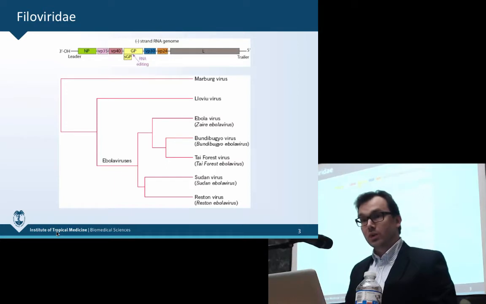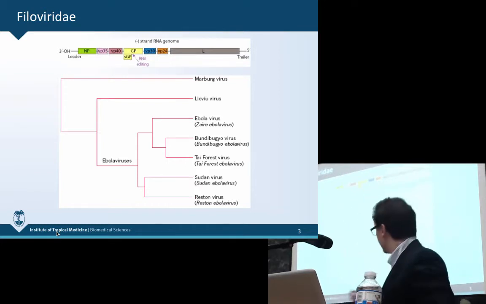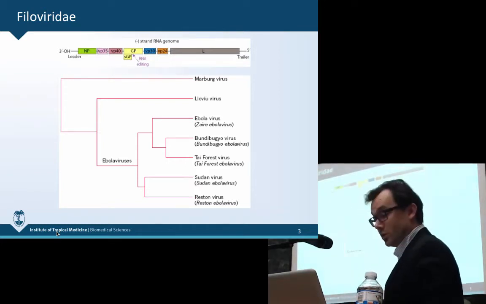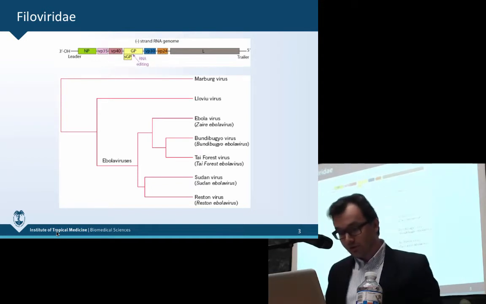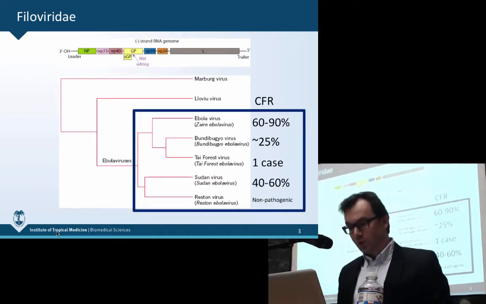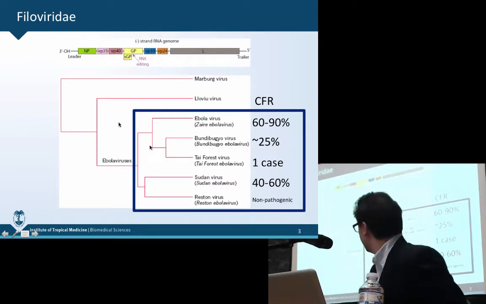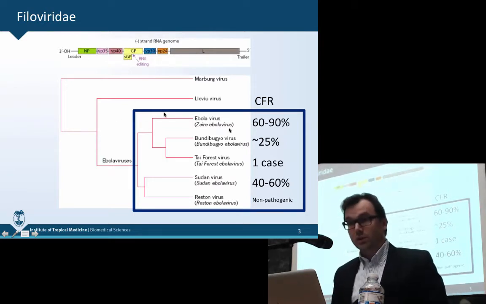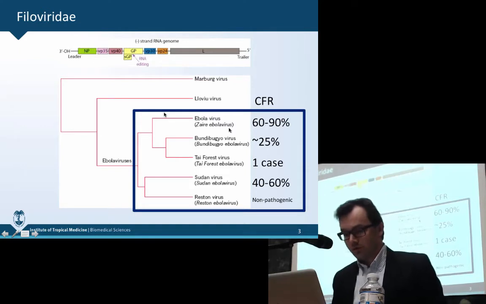Ebola virus belongs to the family of the filoviruses, and there's different members in these filoviruses. I don't know how this pointer works. So there's Marburg virus, Lloviu virus, which was isolated from bats in Spain in 2003, and then a number of Ebola types, 5 types actually, with different case fatality rates. And the most deadly form of Ebola virus is the Ebola virus, Zaire, the one that is currently also causing the epidemic in West Africa.